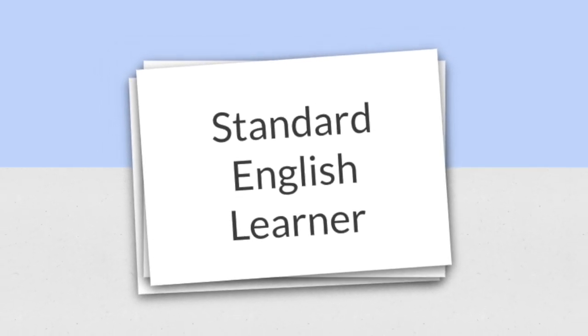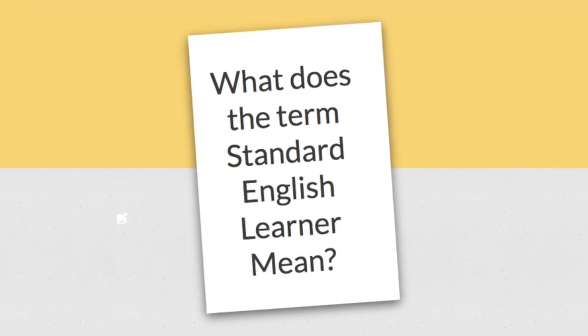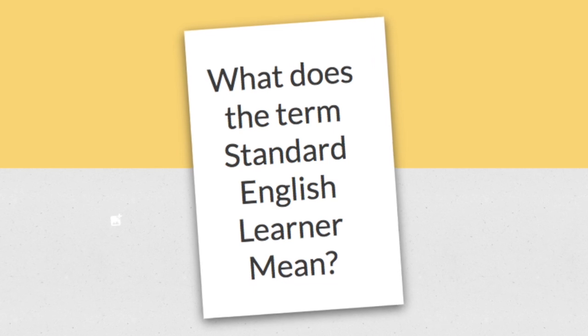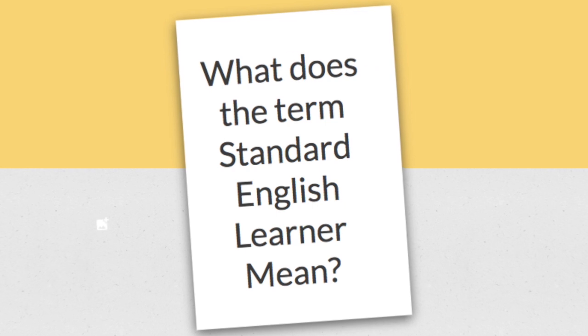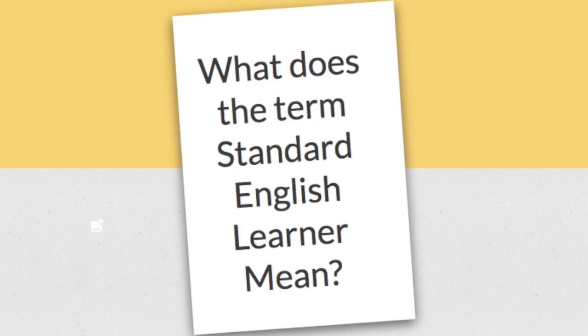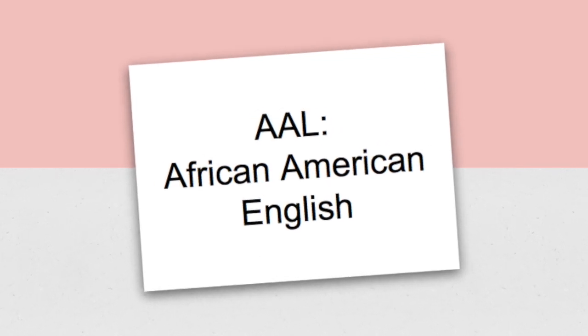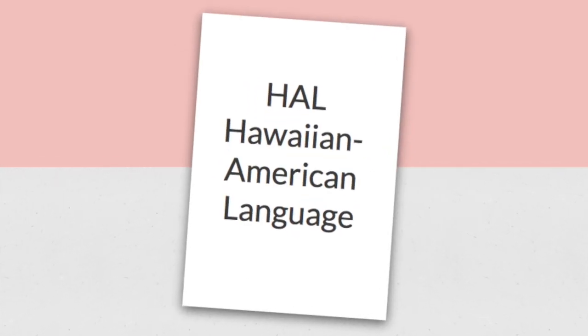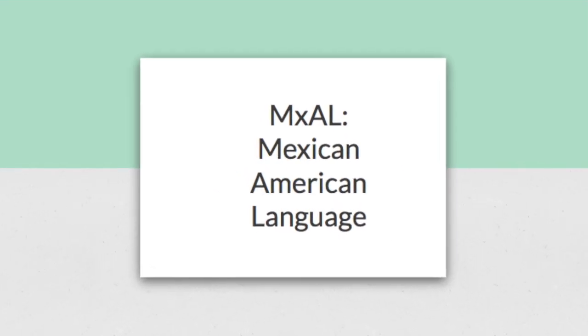This mini documentary is about a standard English learner. A standard English learner is a student whose home language differs in structure and form from standard and academic English. Some examples of home languages that differ from standard English are African American language, Hawaiian American language, and Mexican American language. Today we'll be focusing on a student whose home language is AAL, or African American language.